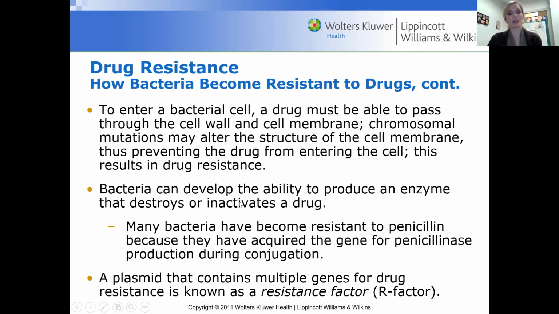Bacteria can also develop the ability to produce an enzyme that destroys or inactivates the drug. Remember, that's one of its defense mechanisms, and that's how it causes destruction within our body. But it can also do the same thing to drugs, developing enzymes that destroy or inactivate the drug itself. Many bacteria have become resistant to penicillin because they have acquired the gene for penicillinase, which is produced during conjugation. They have been able to learn what penicillin looks like and how they can destroy it.